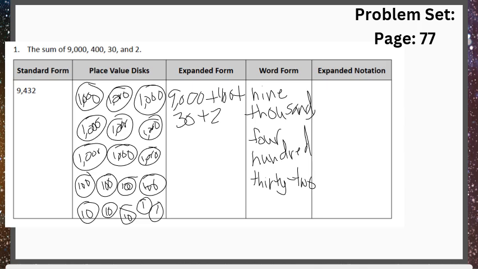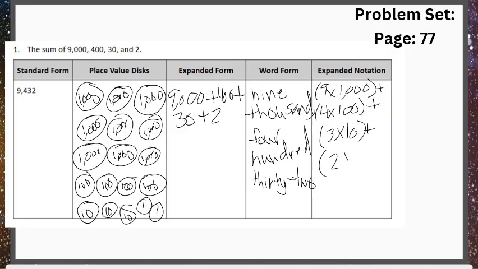And now we want to write our number in expanded notation. So I have 9 times 1,000 plus 4 times 100 plus 3 times 10 plus 2 times 1. Good. Let's do one more together.